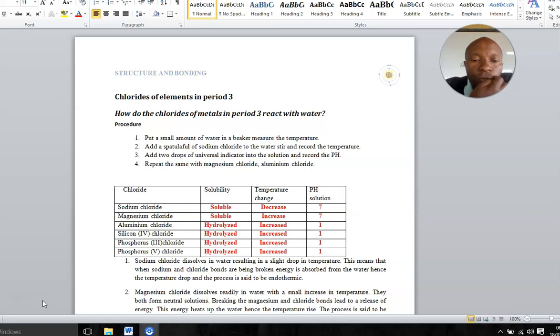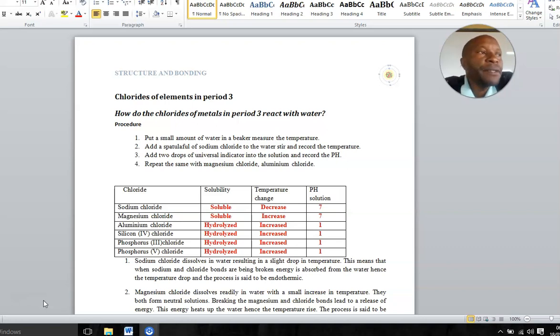Now when you dissolve sodium chloride in water, there is usually a slight drop in temperature, and therefore it means that when sodium and chloride bonds are being broken, then energy is absorbed, and this process is referred to as an endothermic reaction. Okay, so what happens to the temperature is that it decreases.